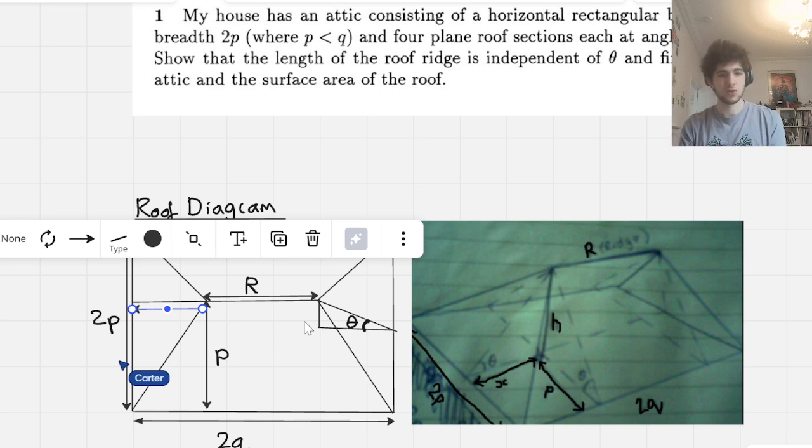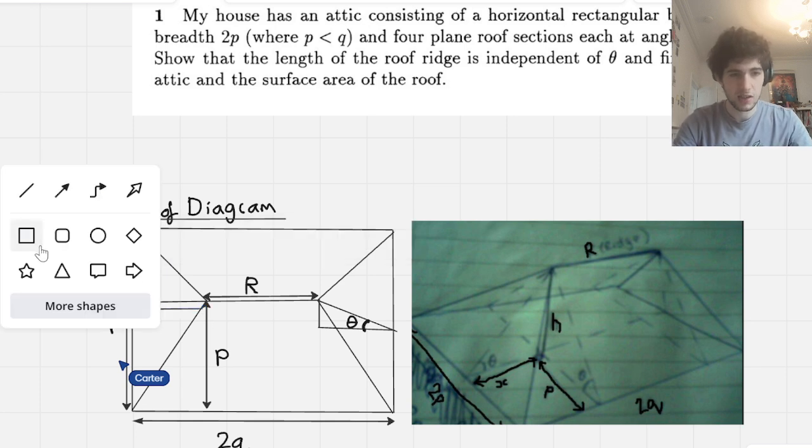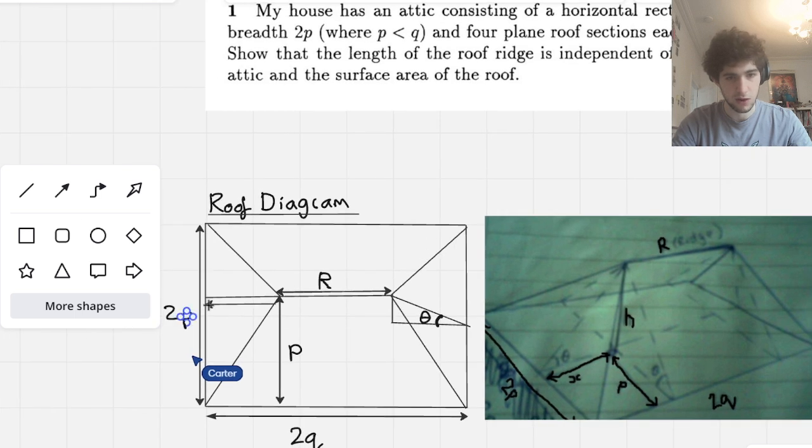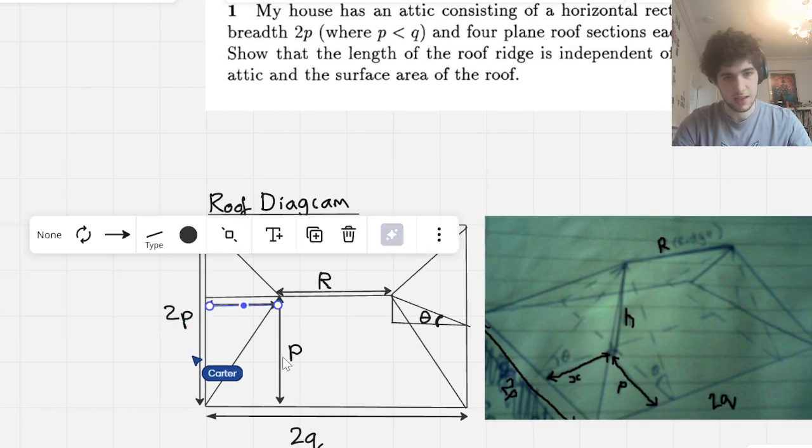But how much less than 2q? Well, by symmetry, we know it will be exactly 2q minus 2x, where x is this section that we don't know that I'm trying to put arrows on right now. So there you go, that's x.